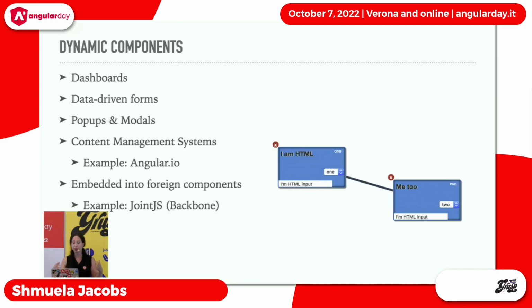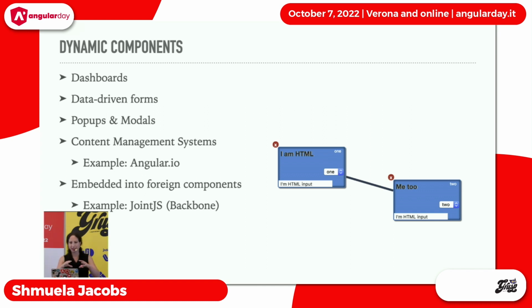Embedding Angular components into foreign components. In this example, I was working with a framework for diagrams that was written in Backbone. It's called Joint.js. Okay, that was a few years ago. It's a very, very big diagram framework.